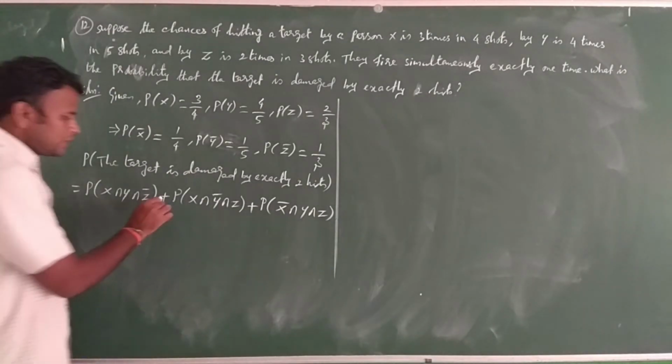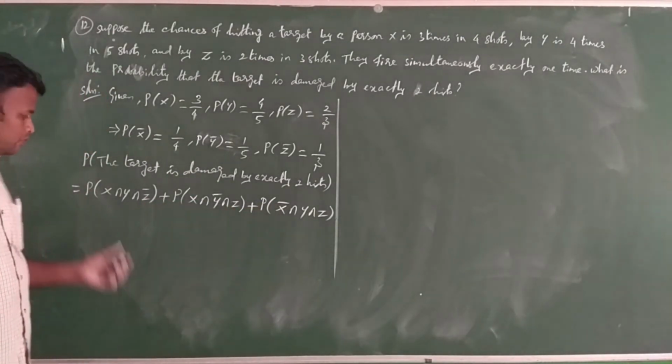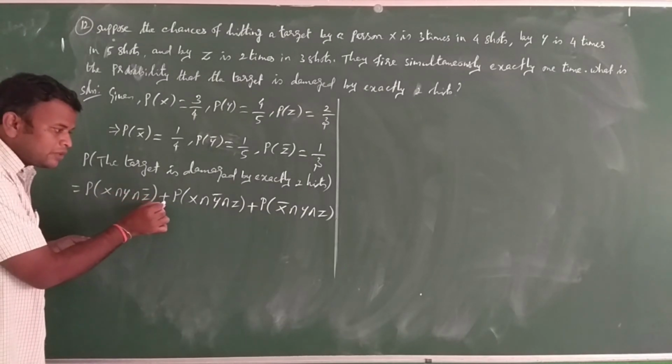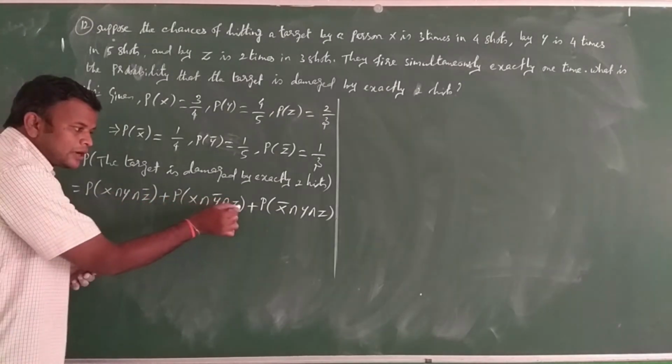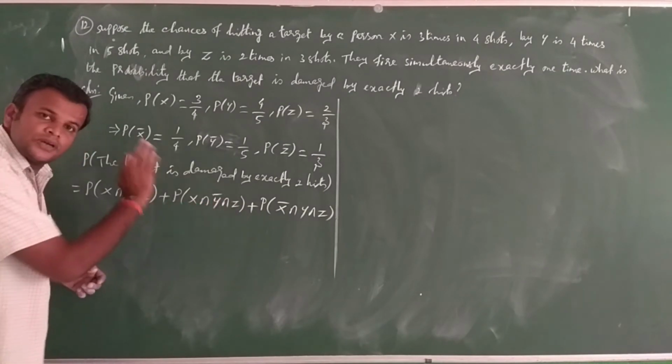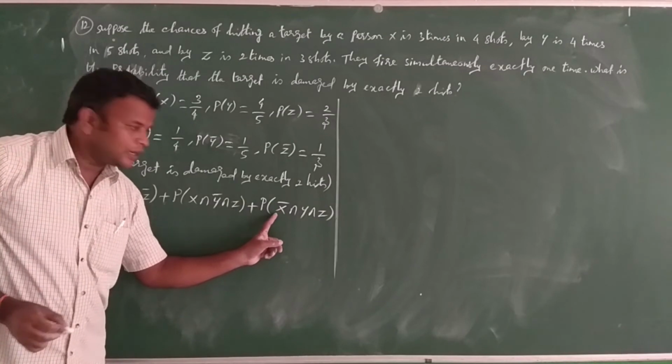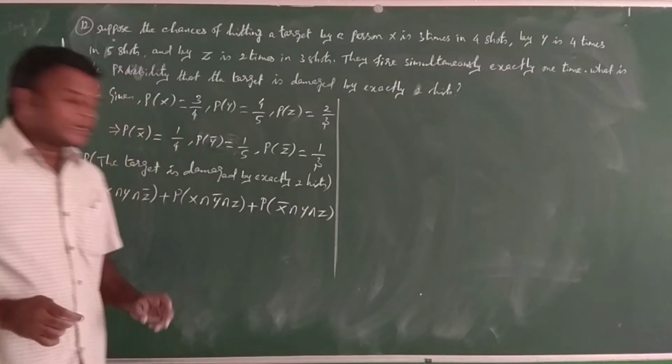What is the reason to write these three probability values? Suppose the first two persons hit the target and the third person does not hit the target. Second, the first person and third person hit the target and the second person does not hit the target. Third, the first person does not hit the target and the remaining two persons hit the target.